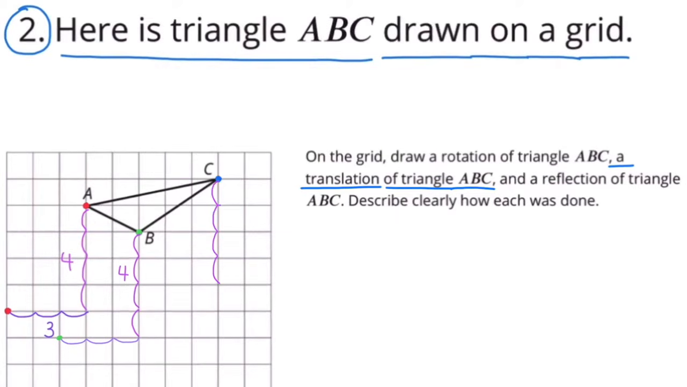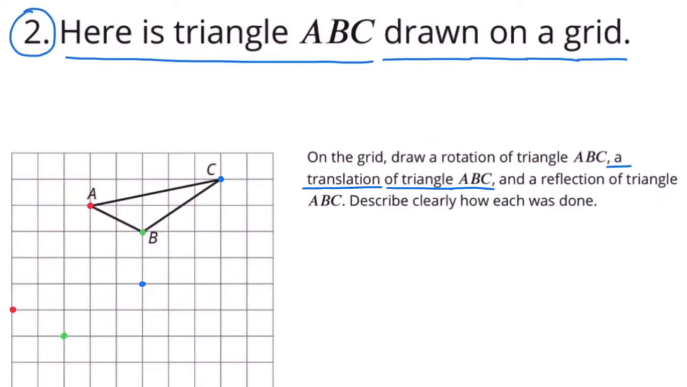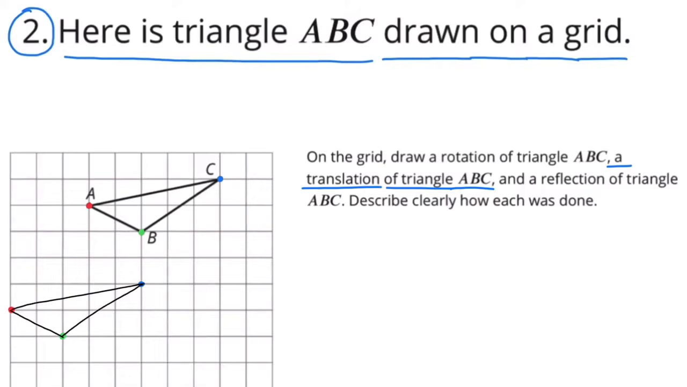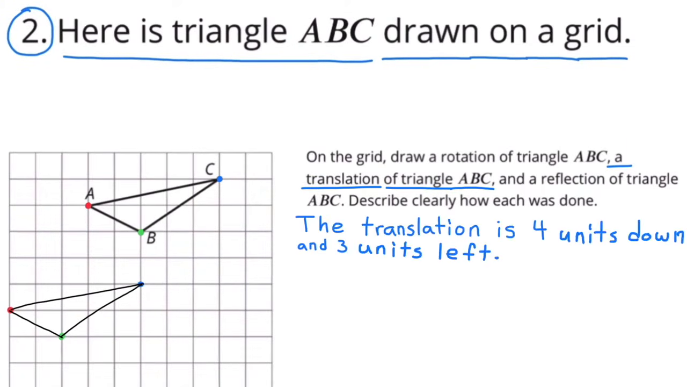Finally, I'll repeat the process for point C, 4 units down and 3 units to the left, and put the new location for point C. Here's a look at all 3 points. And here's a look at the translation of triangle ABC. The translation of triangle ABC is 4 units down and 3 units to the left.